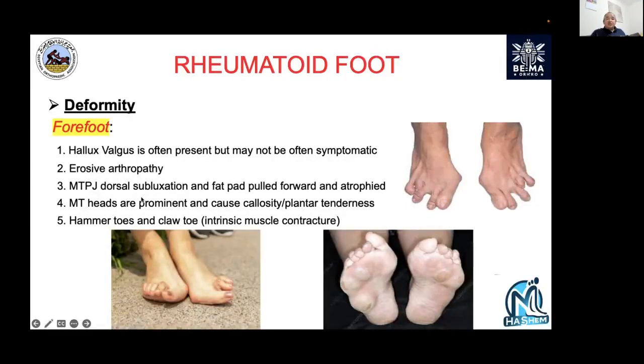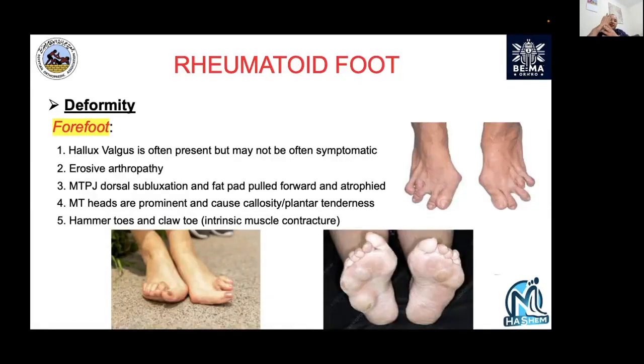After some time of the synovitis and destructive process in the joint, the MTP joint will be dorsally subluxing. There is no more fat pad there, and definitely you agree with any rheumatoid disease, the soft tissues are very weak, and one of the weakest structures because of the rheumatoid is the plantar plate. And once the plantar plate goes, the joint is dorsally subluxed. When the MTP joint dorsally subluxes, you will definitely see the metatarsal head very prominent. And because it's prominent, there will be point loading, some callosity and plantar tenderness there.